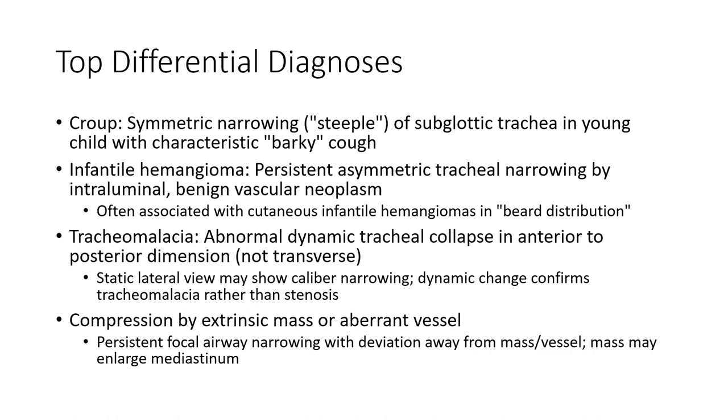So the first one, we have to differentiate croup, which is symmetric narrowing of the epiglottis or subglottic trachea in a young child with a characteristic vertical steeple sign. Infantile hemangioma: persistent asymmetric tracheal narrowing by an intraluminal benign vascular lesion. Tracheomalacia: abnormal dynamic tracheal collapse in the anterior to posterior dimension.